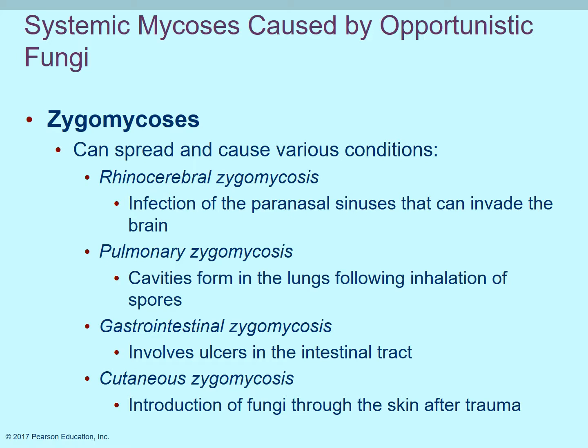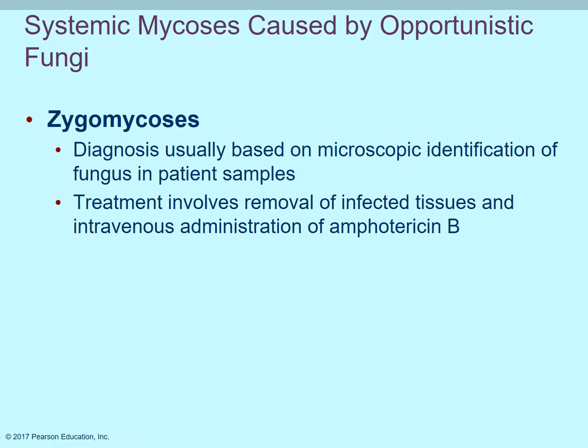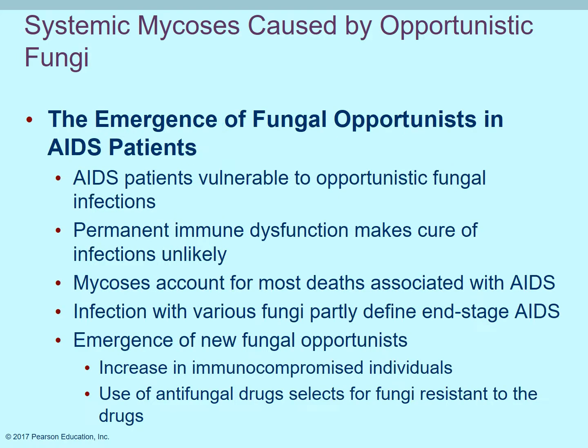This shows some of the different genera and types of zygomycoses that can occur, and the locations of them. Usually the diagnosis, once again, is by taking a sample and looking at it microscopically, and then removing the infected tissue and treating with antimicrobials.